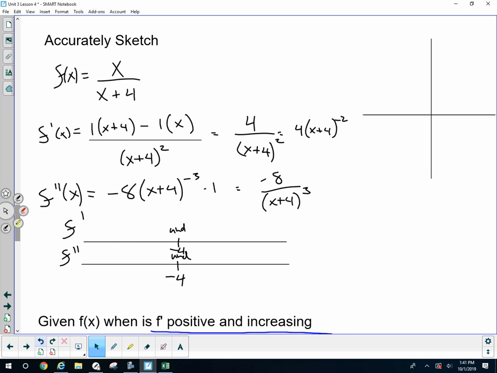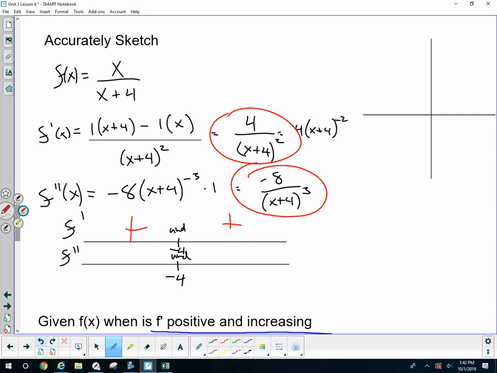Now going back into my first derivative, I can see it's going to be positive. No matter what I do, I'm going to square the denominator. So even if it's -5, -5 plus 4 squared. The second derivative, we will have signs that change. If I plug in something like 0, it's -8 over a positive, so that's a negative. If I plug in -5, it's -8 over, -5 plus 4 is a negative cubed, will remain negative, so that becomes a positive.